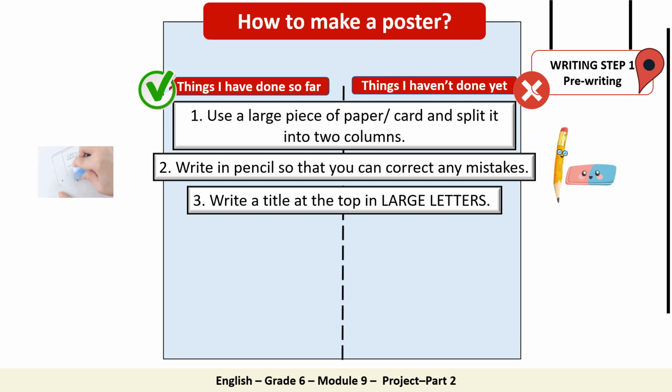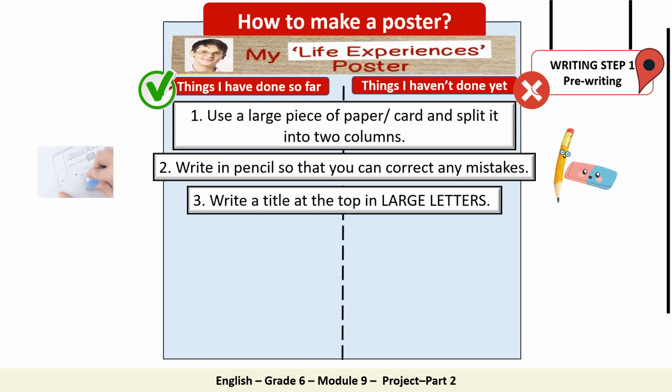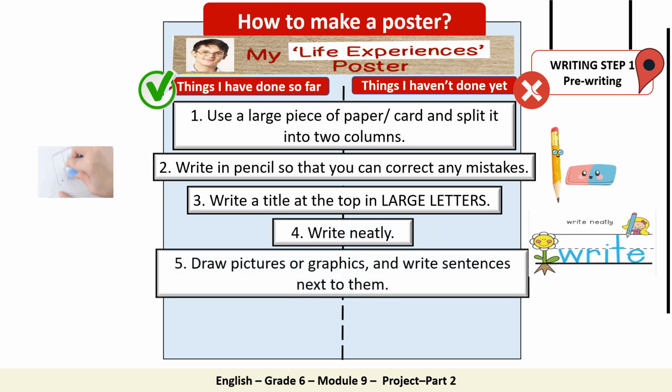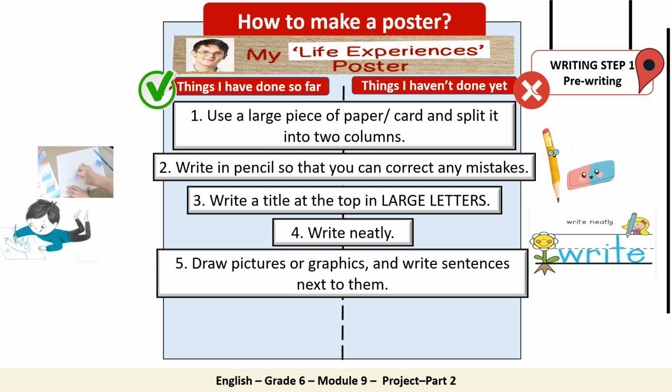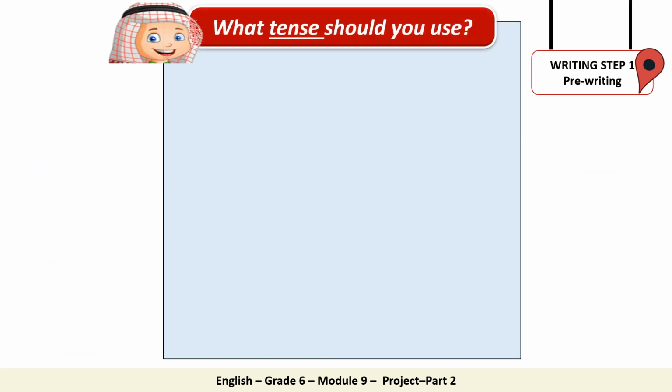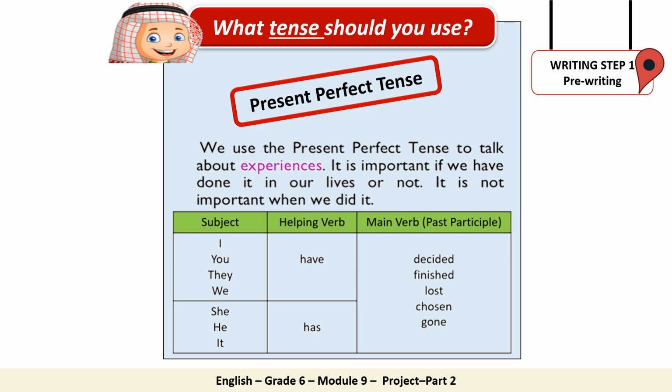Number 3. Write the title at the top in large letters. Number 4. Write neatly. Number 5. Draw pictures or graphics and write sentences next to them. Number 6. When you're ready, write or highlight over your letters using markers or colored pencils. Remember to use the present perfect tense to talk about the experiences you have had in life.